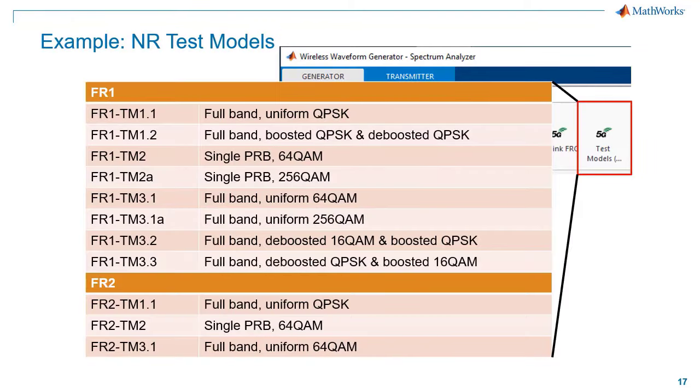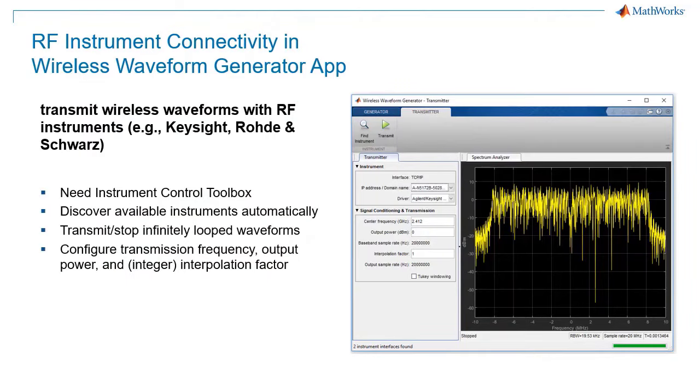As I told you, the standards body 3GPP, in documents 38.104 and 38.101, provides test models and FRCs, and we have them in the toolbox and in the app, one click away, for you to generate the tests that the standards body expects you to pass in order to qualify your 5G signals. So the task of testing becomes much easier with 5G Toolbox and our wireless waveform generator app.